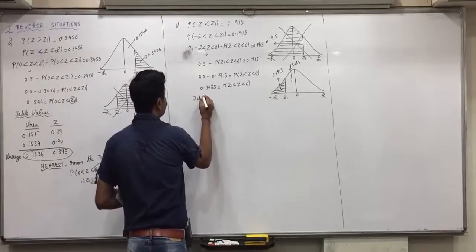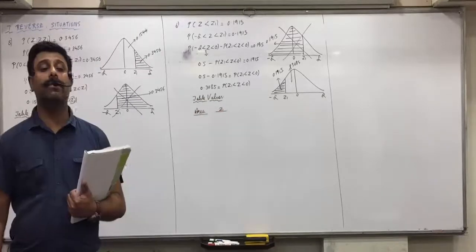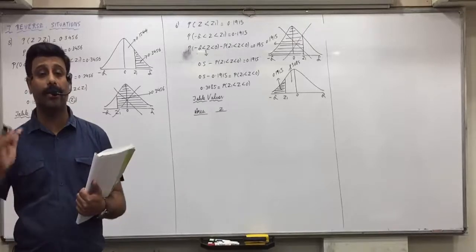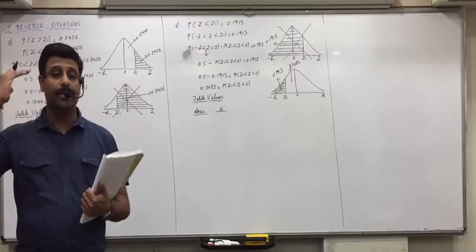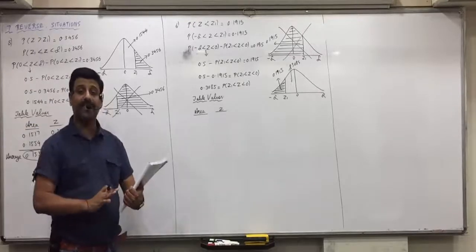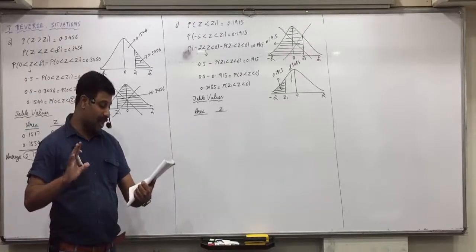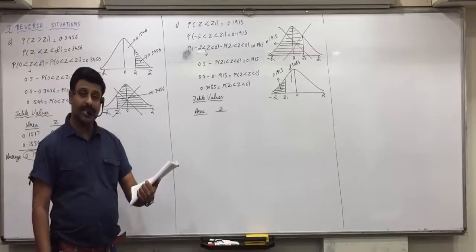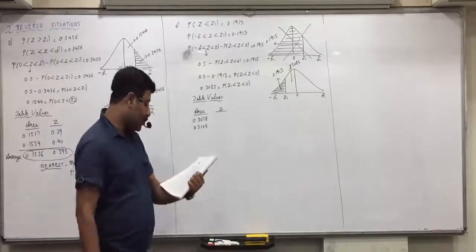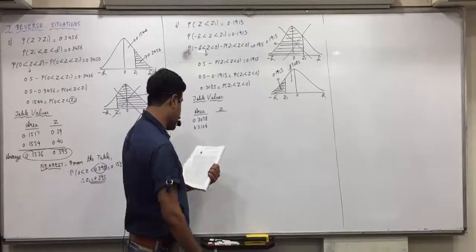Table values, area, Z. Now 0.3085 comes between which two values? 0.3078 and 0.3106. Okay. They correspond to 0.87 and 0.88.